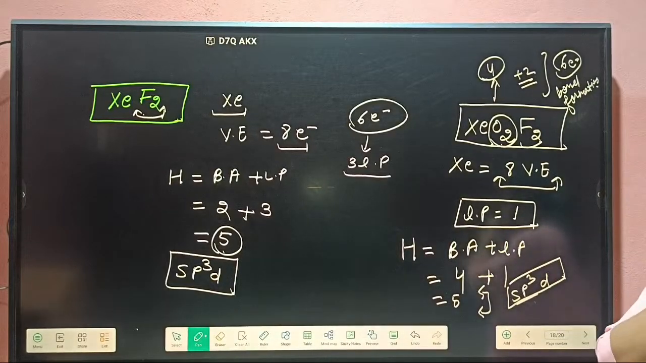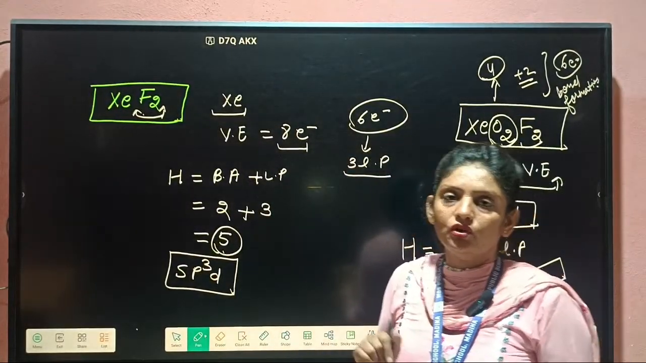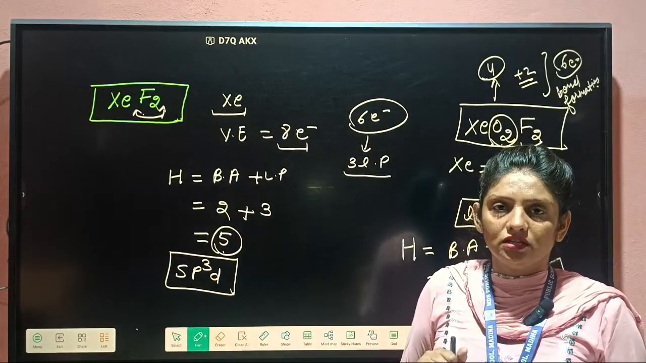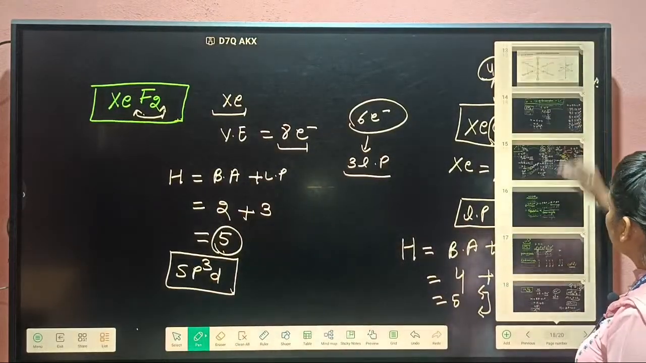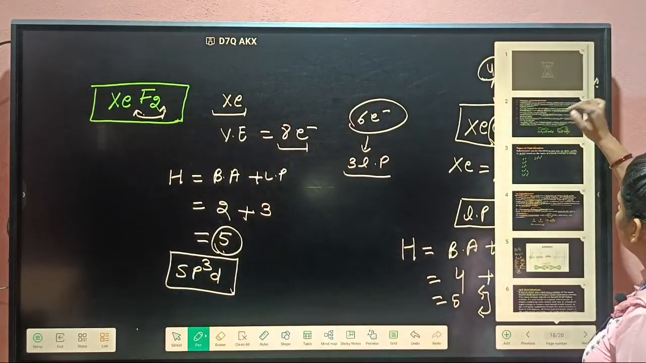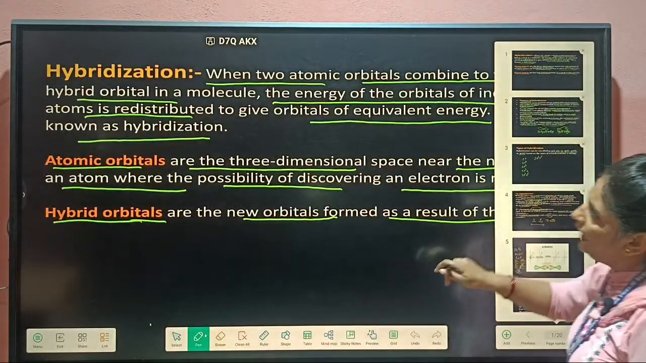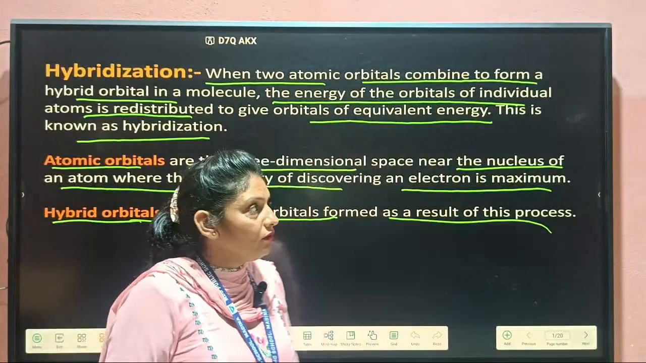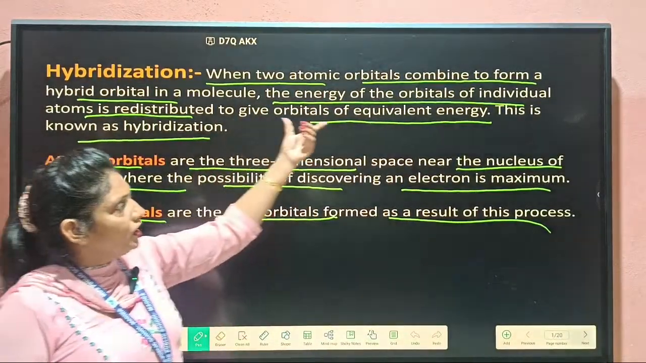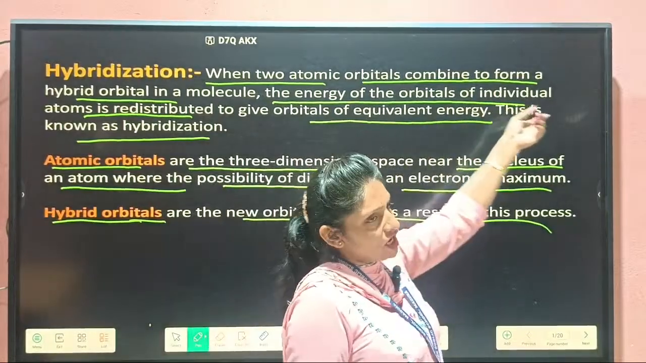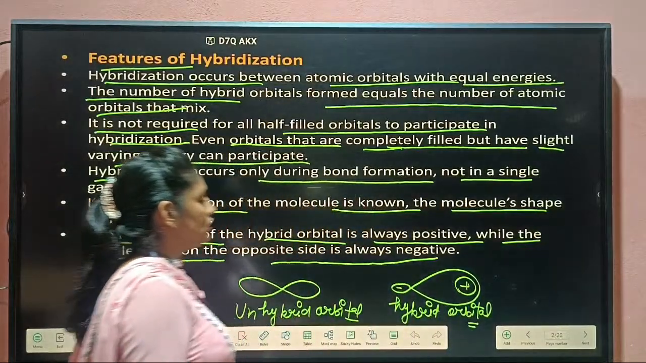So in this simple way, you can tell about the hybridization. Okay students, I hope this concept is clear to you. We discussed hybridization. What is hybridization? It is the intermixing of atomic orbitals, and after redistribution they give hybrid orbitals which have equivalent energy. After that, students, we discussed some features.